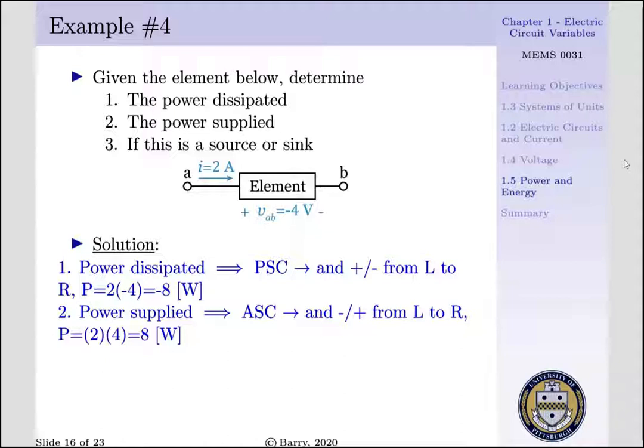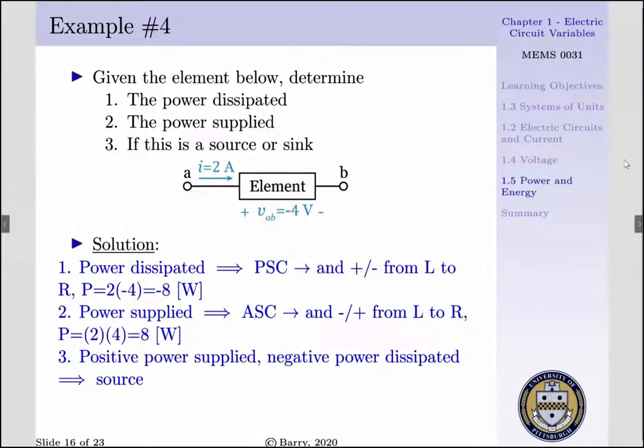of 4 volts. Thus, our power supplied, when our circuit element obeys an active sign convention, is 2 amps times 4 volts, which is equal to 8 watts. We are supplying 8 watts, or we are dissipating negative 8 watts. Thus, since we are supplying 8 watts into our system, this element is a source.